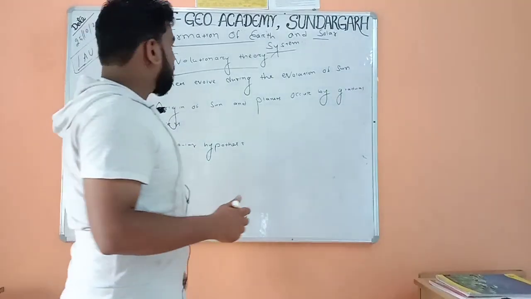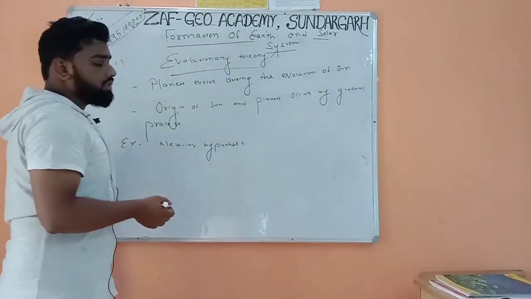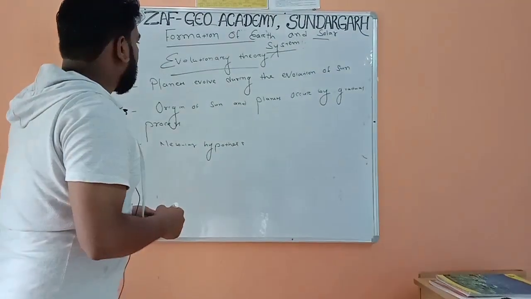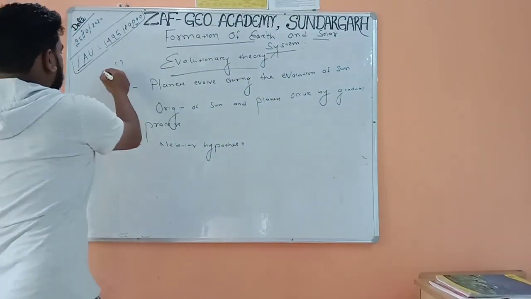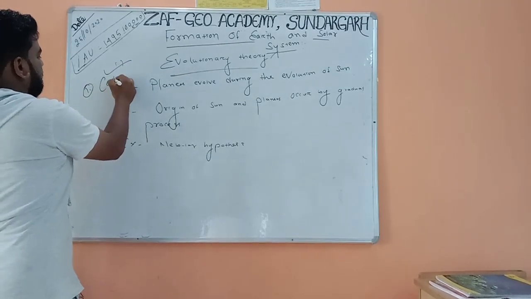Now I have told you in the previous lecture that the formation of Earth, or the origin of Earth, is divided into two categories. The first one is evolutionary theory and the second one is catastrophic theory.